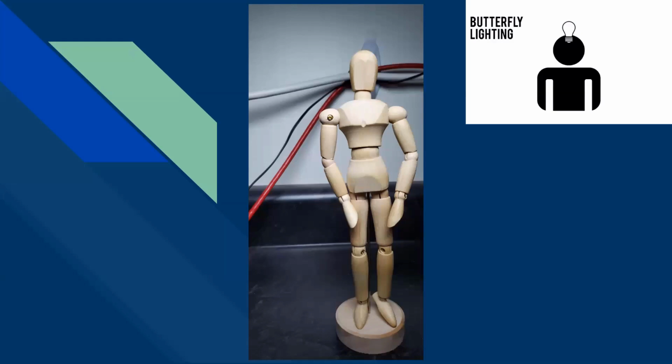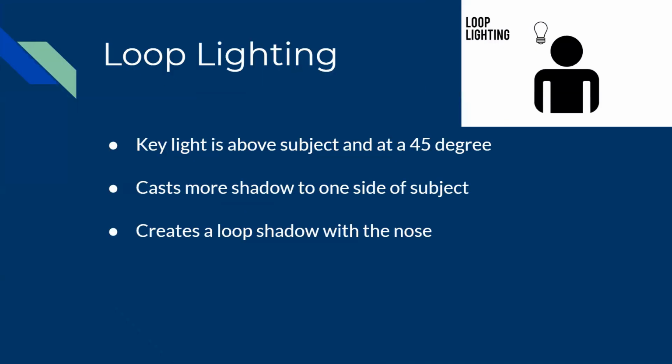Now we're going to get to our mid-ground here, which is going to be loop lighting. Loop lighting is interesting because it's very similar to butterfly or paramount lighting because the light is still above us. However, it's now been moved to a 45-degree angle. So imagine, if you will, from a bird's eye view, our subject is here, right? So the light was here for loop lighting, and now it's just been moved over here. So it creates this 45-degree angle from our subject.